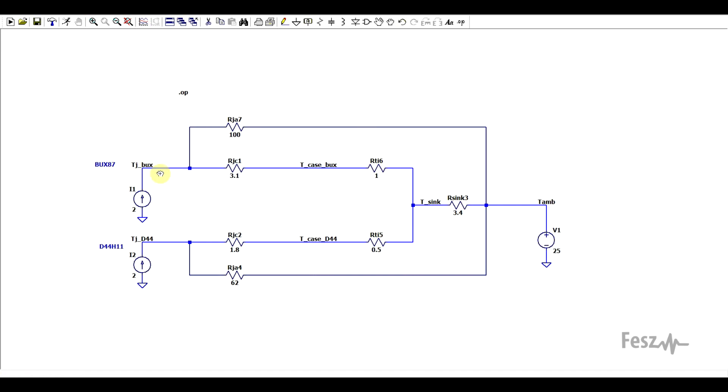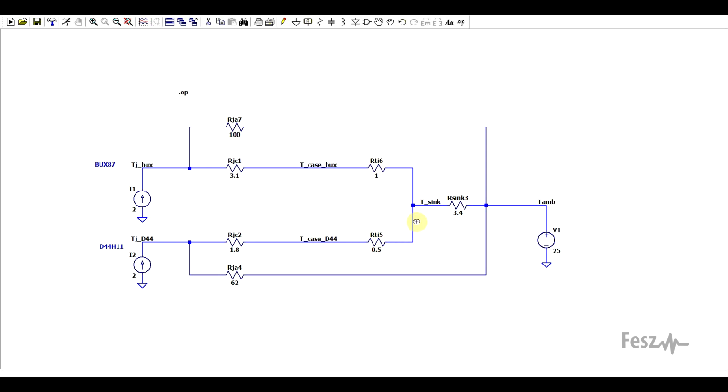So on the left side, I started with the power dissipating junctions, the current sources, I set these both to be 2 watts, and on the far right side, I set the ambient temperature, so a voltage source set to 25 degrees Celsius. Now, the heat will go from one side to the other through multiple paths. On the two inner lanes, I set the junction to case thermal resistances, and then I also added the thermal interfaces, so things like thermal paste and isolators.